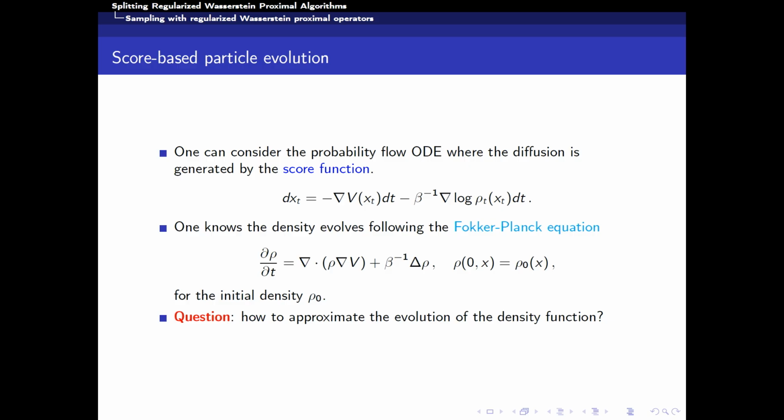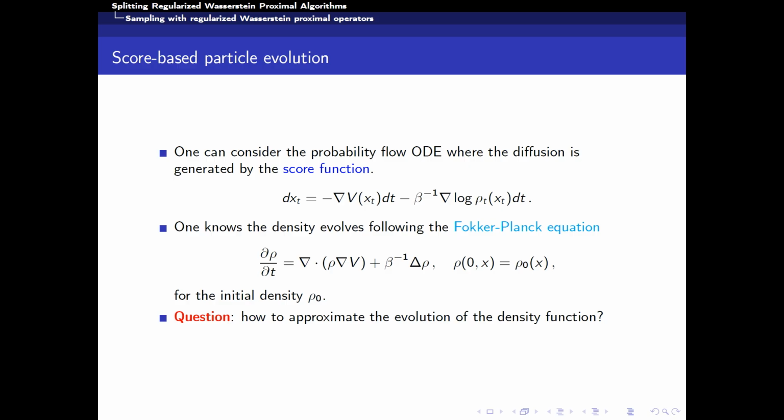Okay, so before we talk about the regularized Wasserstein proximal operator, we think about what happens to this density function. We know that for this score probability flow ODE, the continuity equation of this ODE is simply going to be the Fokker-Planck equation. So the evolution of the density is governed by this Fokker-Planck equation. In order to get an approximation to the score function term, we just need to find some ways to approximate the evolution of the Fokker-Planck equation.